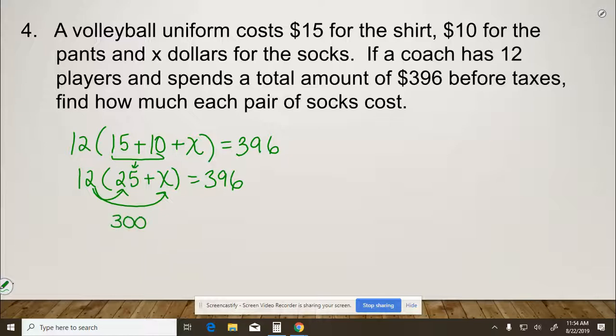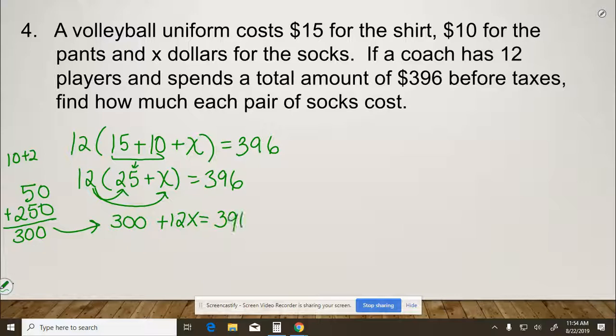I'll explain how I just did that again. 2 times 25 is the 50, and 10 times 25 is 250. Adding those together, I get 300. So we can break that number 12 into 10 plus 2 and then multiply. If you want to be able to do those kinds of numbers in your head easily, that's how you would do it. Then 12 times x is plus 12x equals 396.